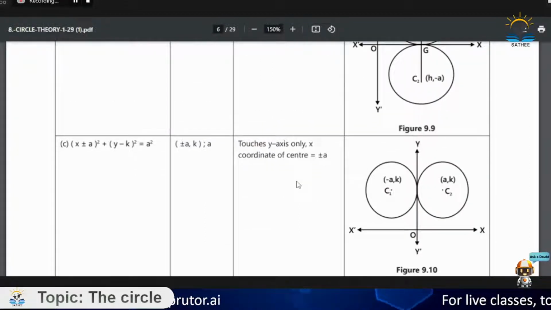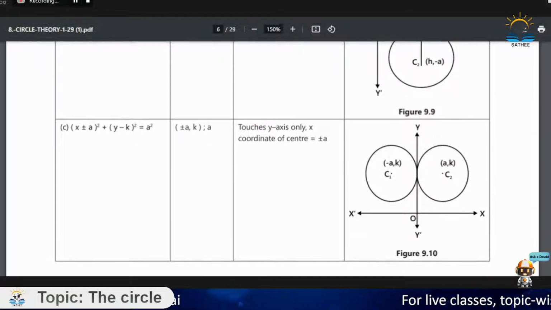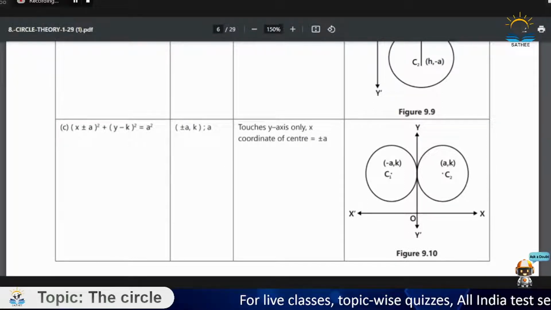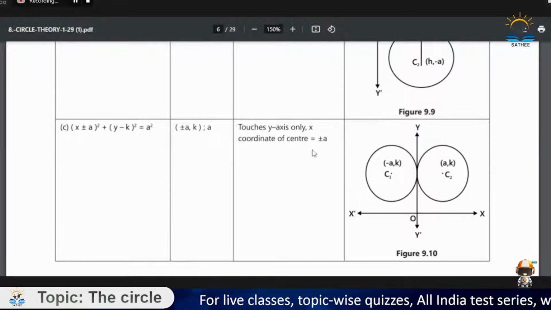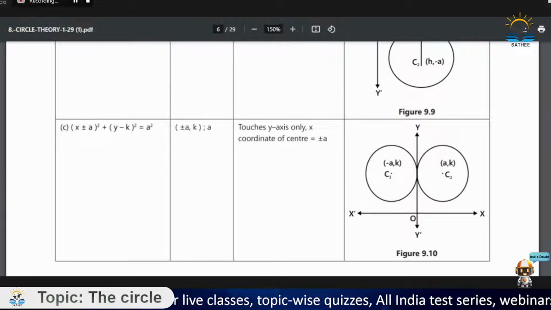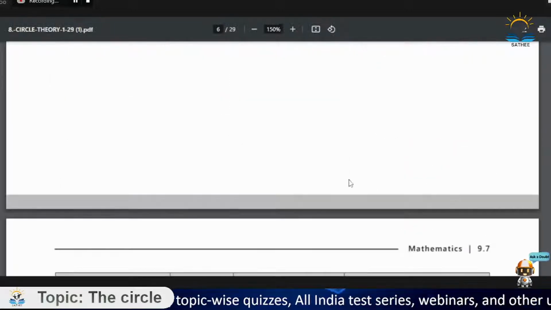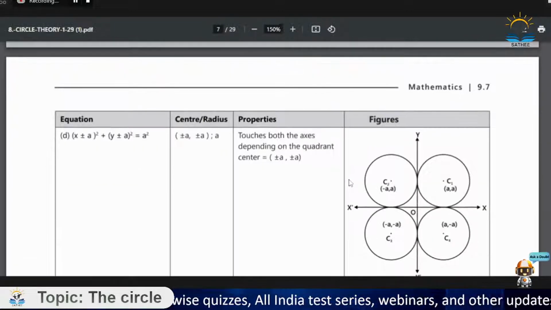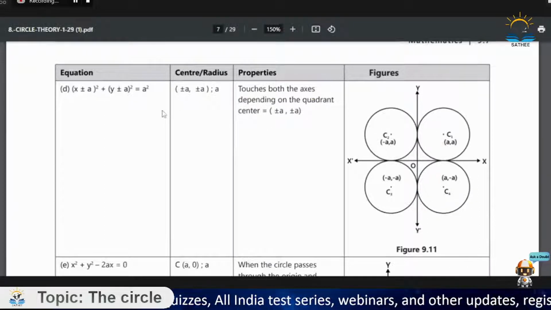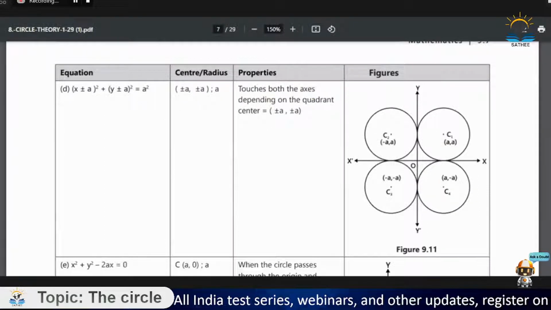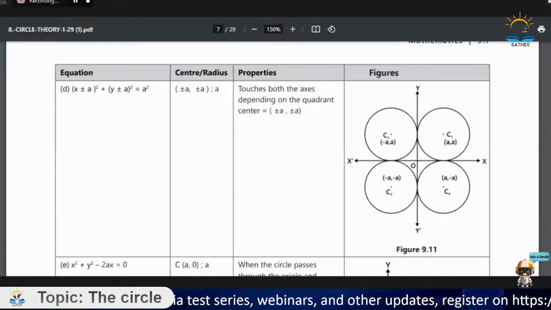Now suppose the center is (plus minus a, k), and the circle would be touching the y-axis. If it is (a, k), then it would be on the right side of the y-axis, and if it is (minus a, k), then it would be on the left side of the y-axis. You should be able to remember these equations if you are willing to solve the questions in a fast way.